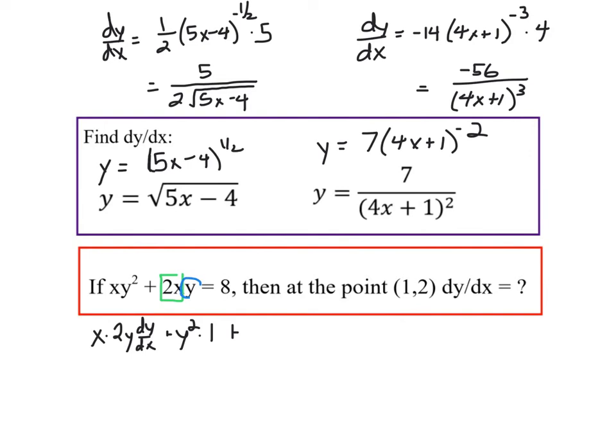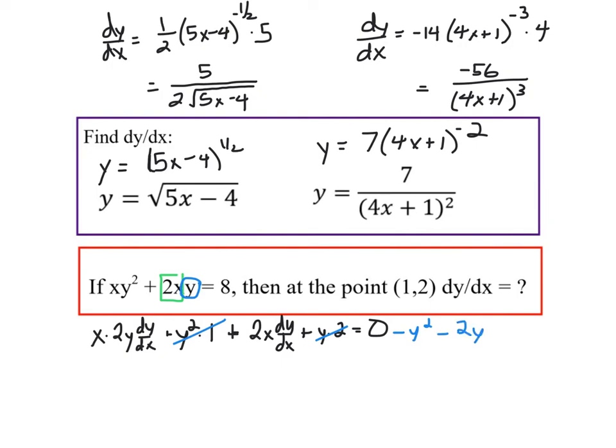Think about it like this, like 2x is your first term and y is your second. So you could say first times derivative of the second plus second times derivative of the first. And of course, the derivative of 8 is 0. Now, we want to move things. dy/dx stuff on one side and non-dy/dx stuff on the other. I am going to subtract a y squared from this side and subtract a 2y, like that.